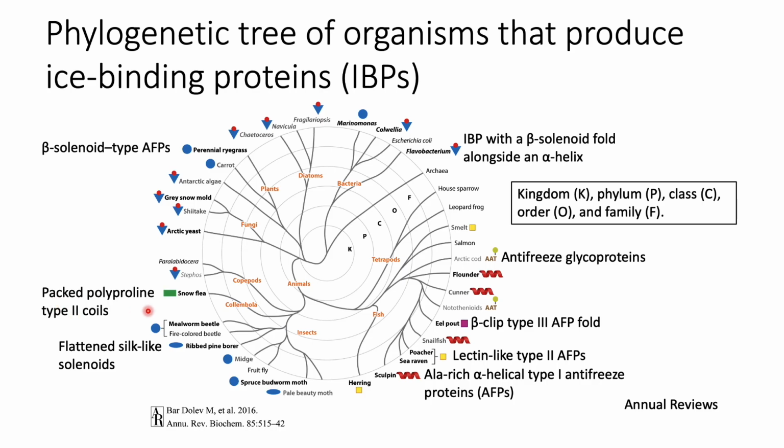So they have packed polyproline type coils, flattened silk-like solenoids, beta solenoid type AFPs. So the blue color, the blue and red, the green color, and the lectin-like type, these are all the different types of species which have different types of antifreeze proteins.